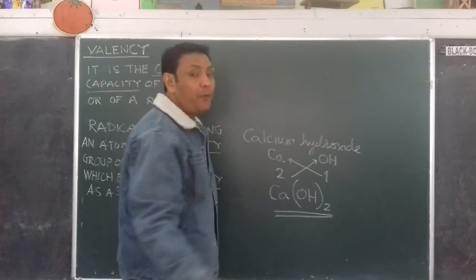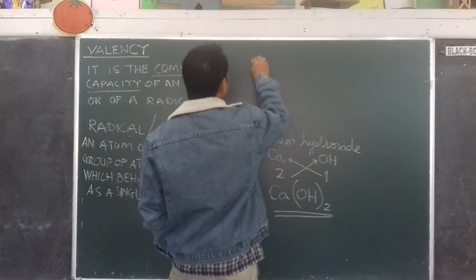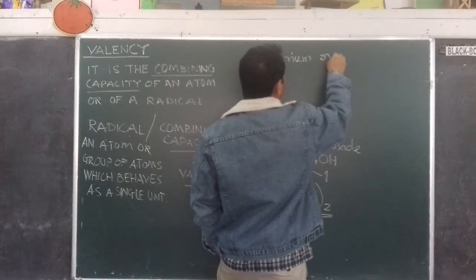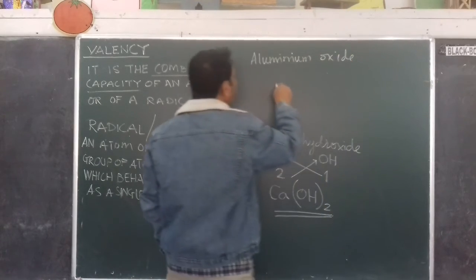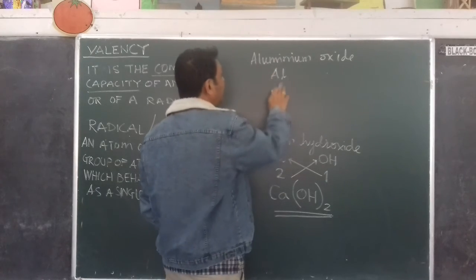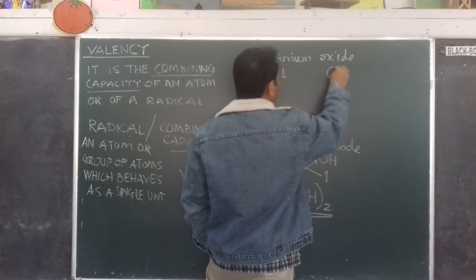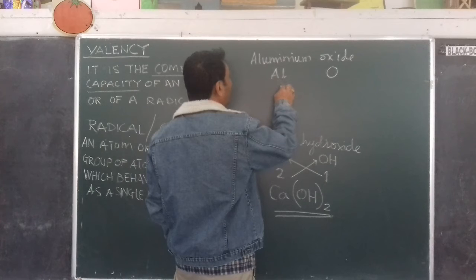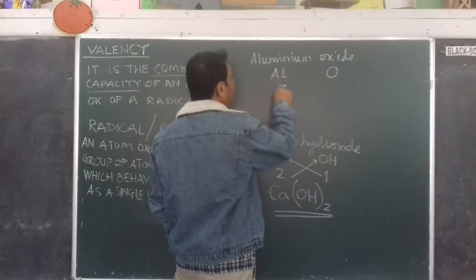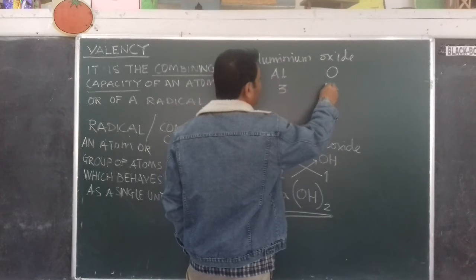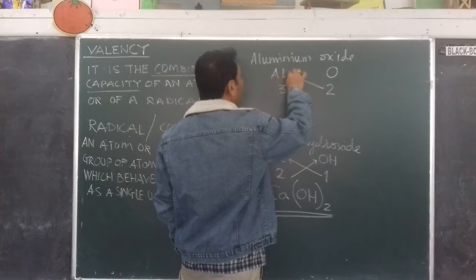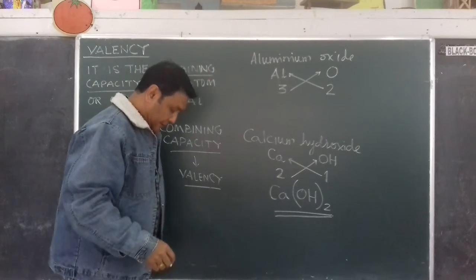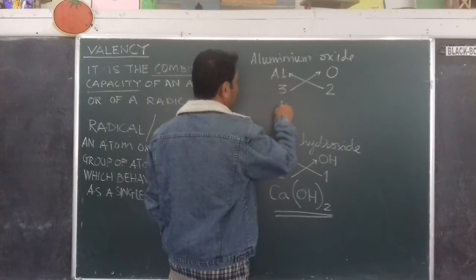Okay, now we will write the last one, aluminium oxide. Aluminium is Al and oxide is O. How do we write it now? The valency of aluminium is 3, and the oxygen, or the oxide, the valency is 2. Now we exchange the valency. So now, what would be the formula?